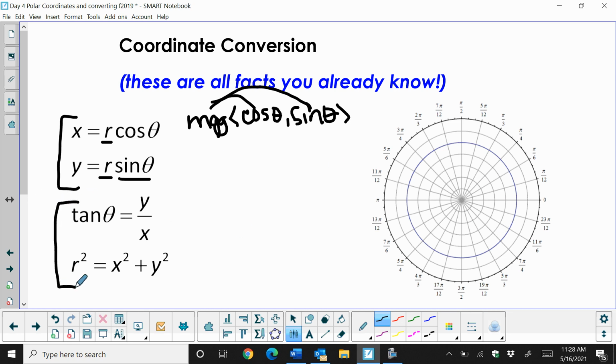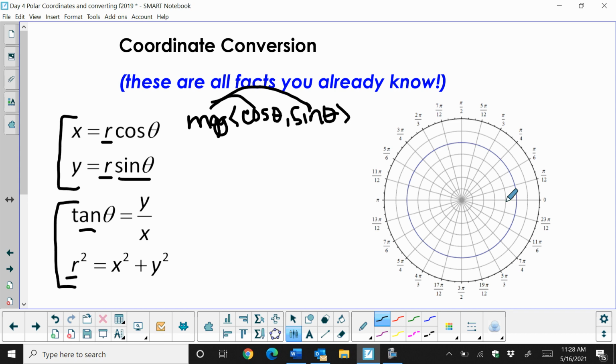You guys also know these two formulas. You know that tangent theta is y over x, because we defined that tangent is opposite over adjacent. And we also have the equation of a circle. So r squared is equal to x squared plus y squared. That's just representing the hypotenuse of a right triangle also.